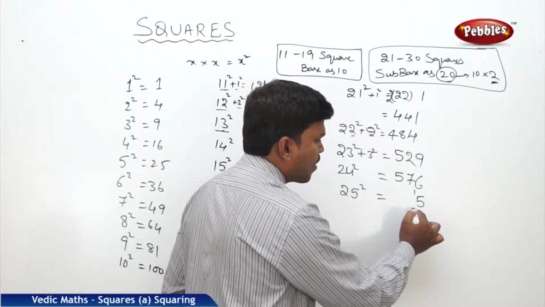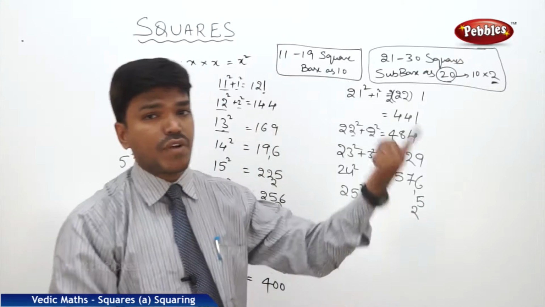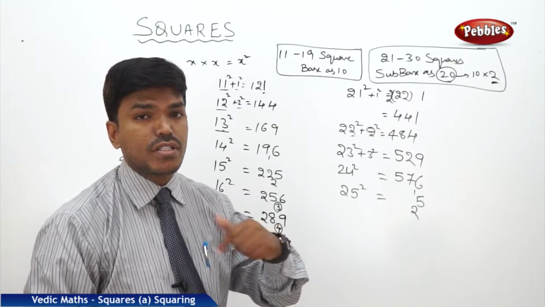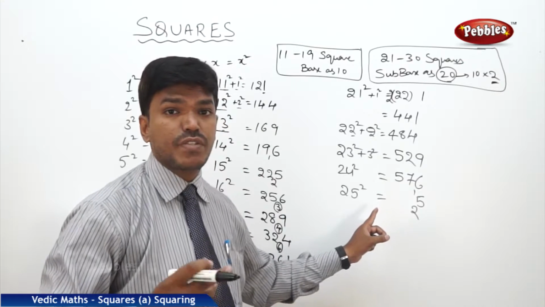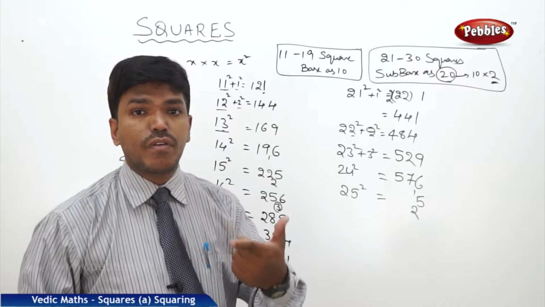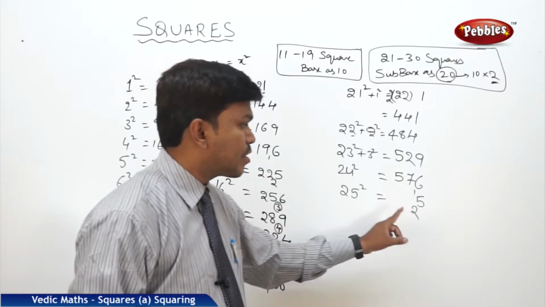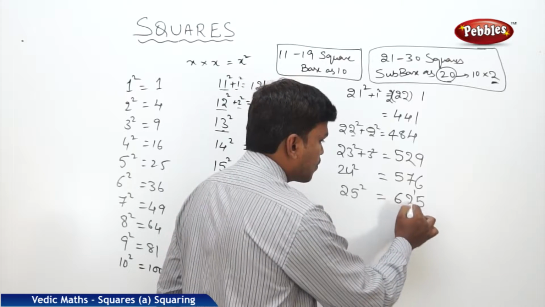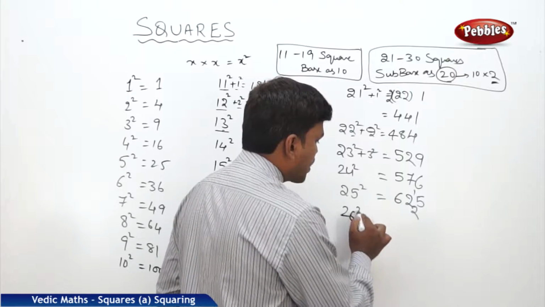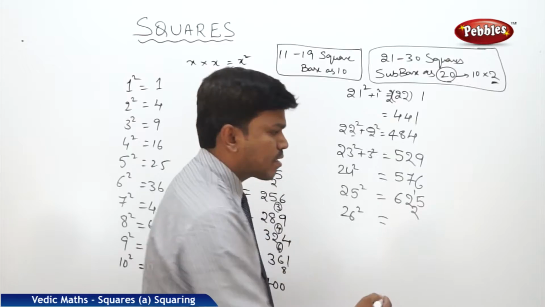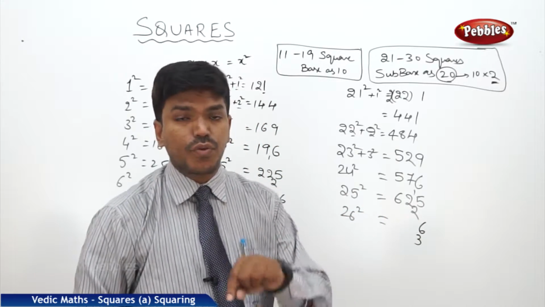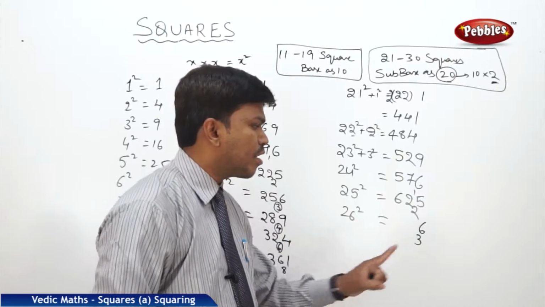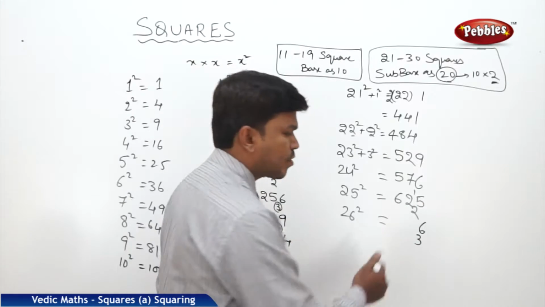25 square. 5 square, 25. So drop 5, carry 2. 25 plus 5, sorry, 25 plus 5, 30. So what is the double of 30? 60. So 60 plus 2, 62. 26 square. Similarly, 6 square, 36. So drop 6, carry 3. 26 plus 6, 32. Double, 64. 64 plus 3 carry. So 67.